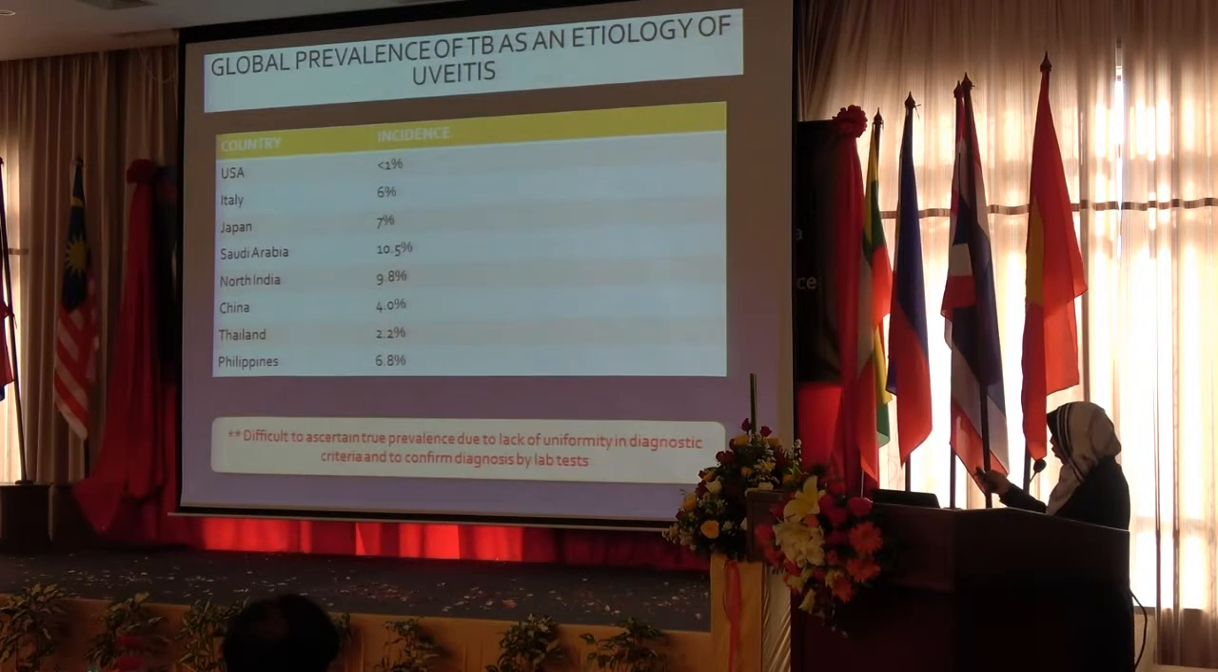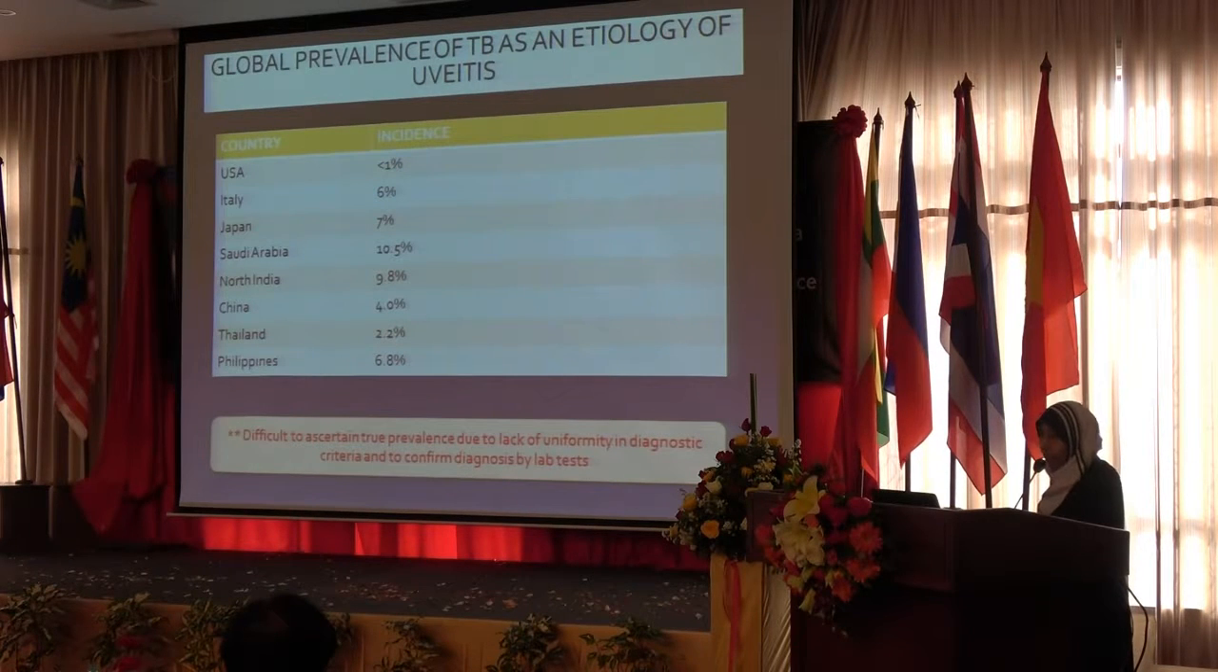In looking at the data globally, the prevalence of TB as an etiology of uveitis, of course in the Western countries it's very low, and as we come to our region, the incidence is very variable. Some are high and some are not so high. This is probably because the true prevalence is very difficult to collect the data, because the diagnosis of ocular TB in our regions is all very variable. So the way that they report the cases and the way the data is collected with the diagnostic criteria is very variable. That's why the incidence is quite variable across the region and across the globe.